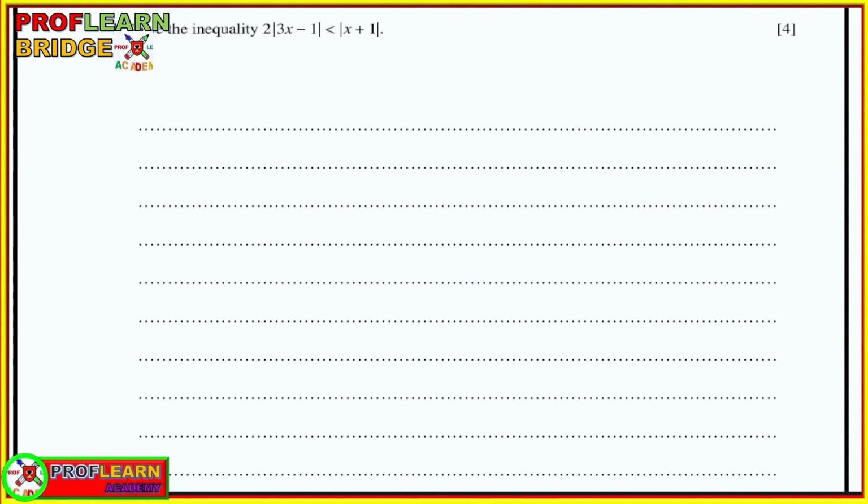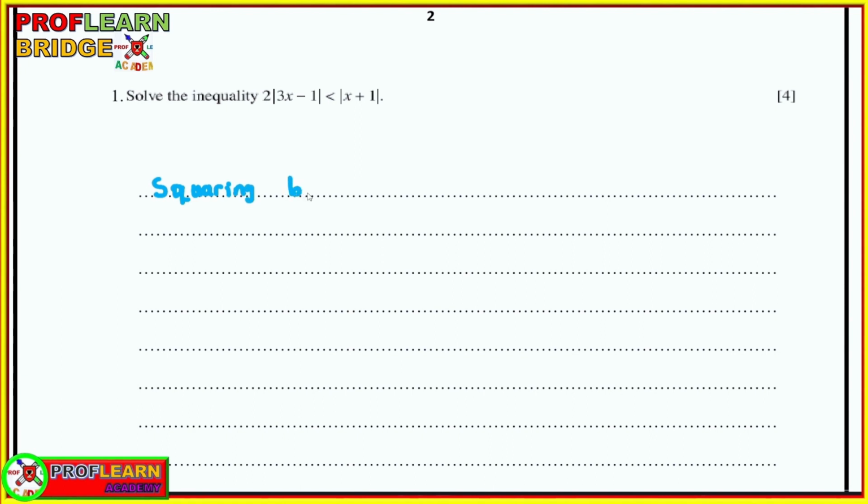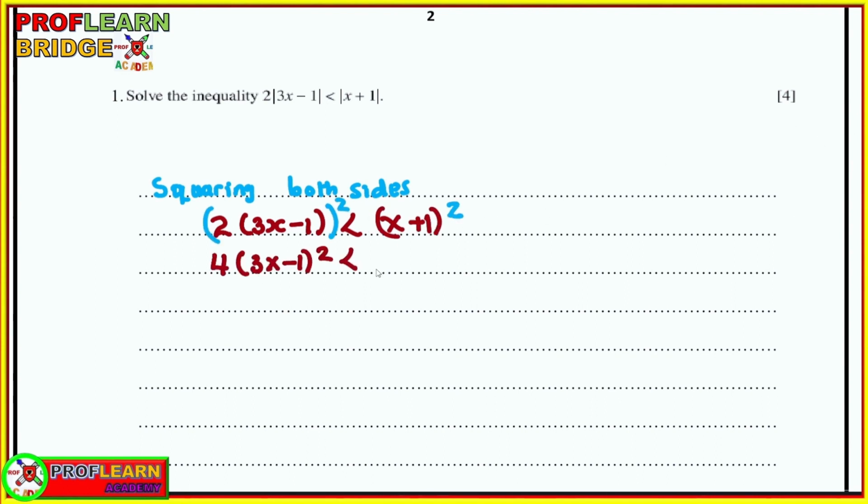We square both sides so that we can get rid of the modulus function. Remember, when you are squaring both sides, even the 2 that is there is going to be affected by the square. So if we square this, we get 4, and then we expand everything on the right hand side and the left hand side. When you expand (3x - 1) squared, you get 9x² - 6x + 1. And when you square (x + 1), we get x² + 2x + 1.